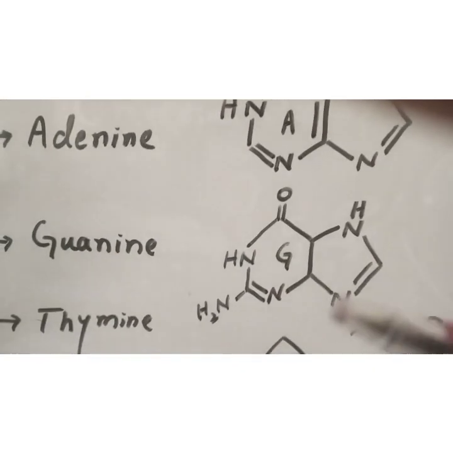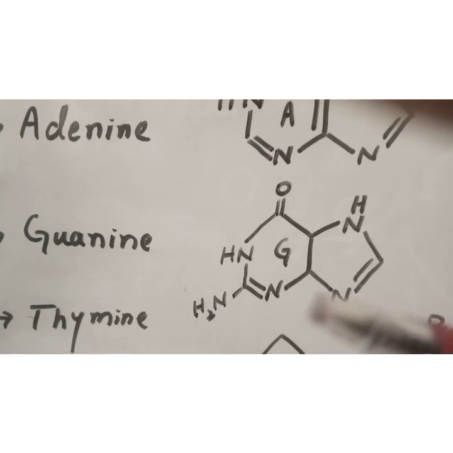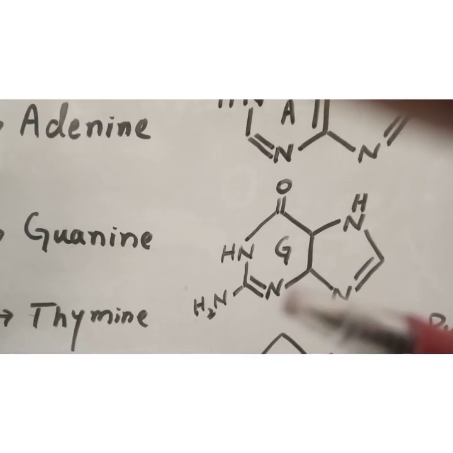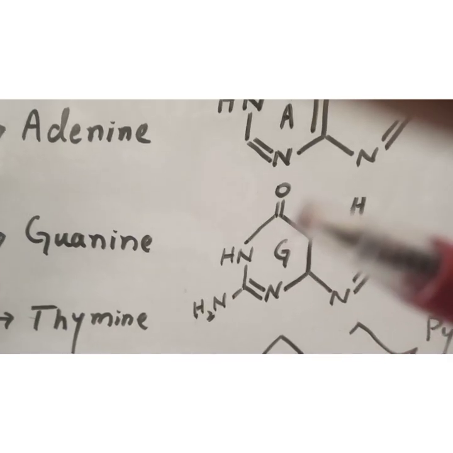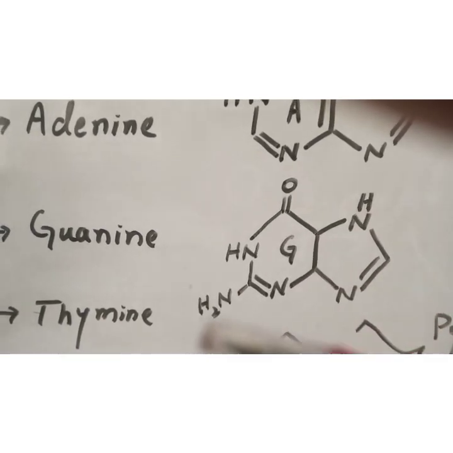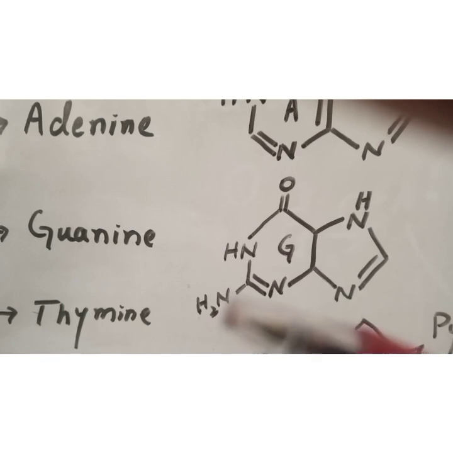Here is the structure of guanine. It is also a 2-ring carbon nitrogen structure, and here the oxy group is present as well as the amino group.